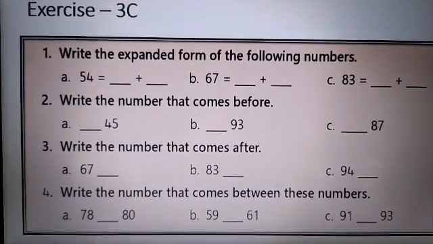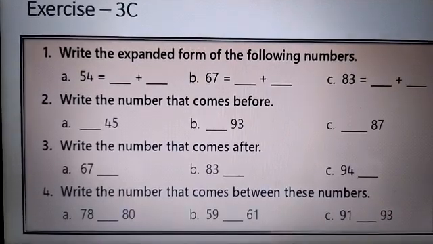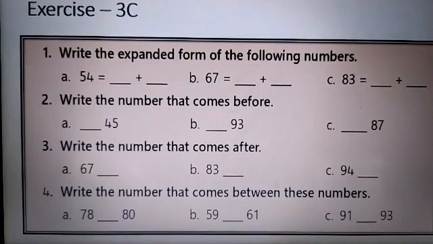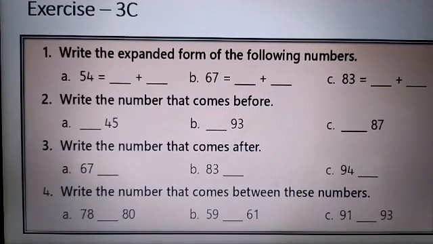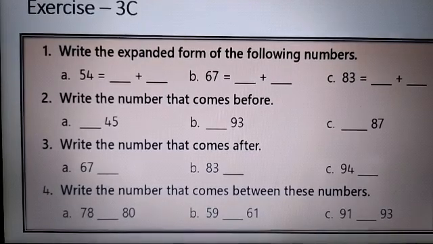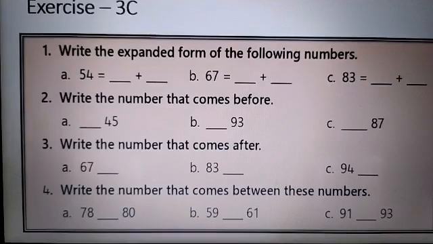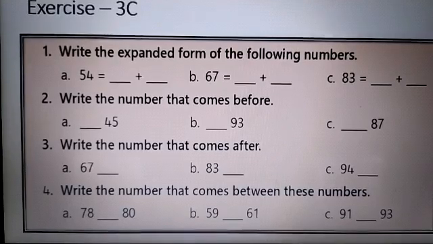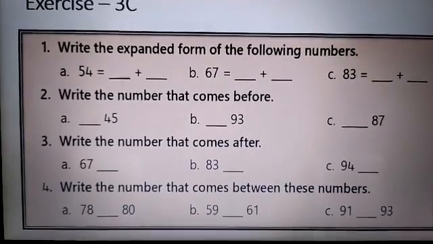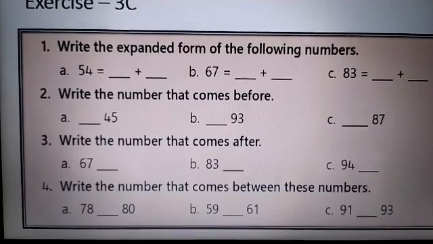Third one, 87. Now, what will you do? Yes, come on, who is going to tell me? 81, 82, 83, 84, 85, 86, 87. What comes before 87? 86, exactly. So write 86. Now let's see question number 3.